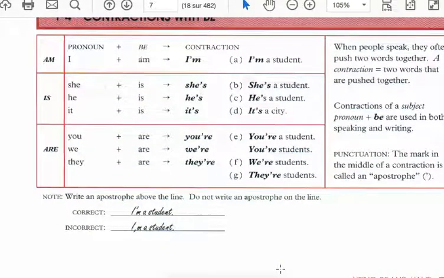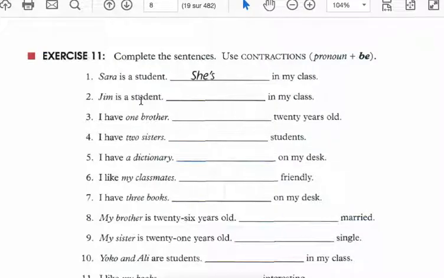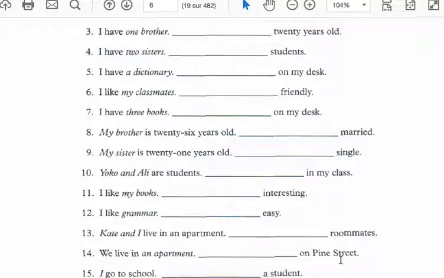Okay, very, very important. So Sarah is a student. She's in my class. Jim is a student. He is in my class. I have one brother. He's 20 years old. You can hear also twenty instead of 20. I have two sisters. They are students. I have a dictionary. It's on my desk. I like my classmates. They are friendly. I have 3 books. They are on my desk. My brother is 26 years old. He is married. My sister is 21 years old. She's single. Yoko and Ali are students. They are in my class. I like my books. They are interesting. I like grammar. It's easy.